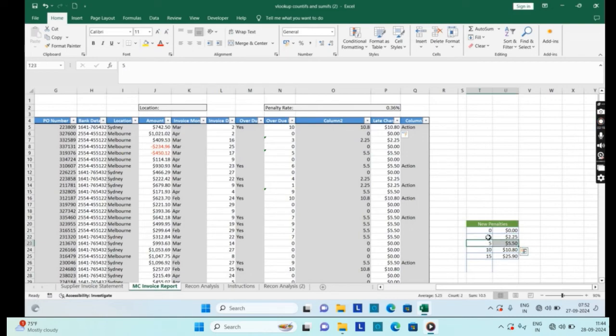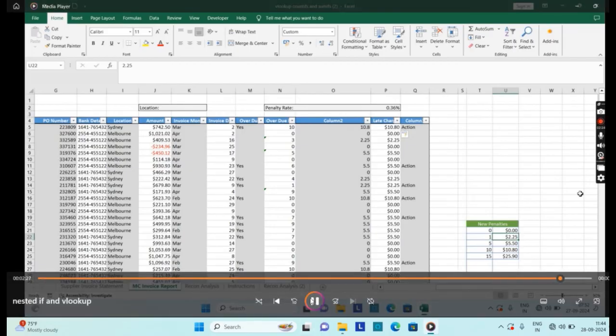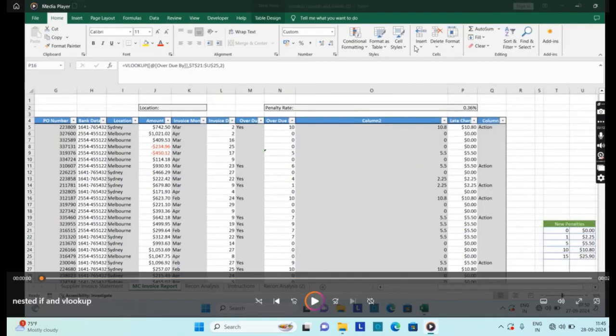So vlookup is better. And one more thing you have to remember, that if you look at the exact values, for example, when penalty day was 1, the late charges was 2.25. When it was 5, then the late charges were 5.50. When it was 10, then 10.80. But if it was 9 days, then it was 5.50. If it was 4 days, then it was 2.25. So while using such tables, always be careful about this thing, that for the exact value you will use the same row, but for value less than that, for example for 4 days, you will use a row above. So I hope that the difference of nested if and vlookup is clear.